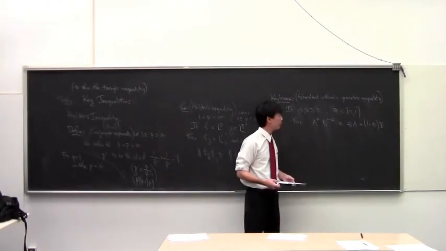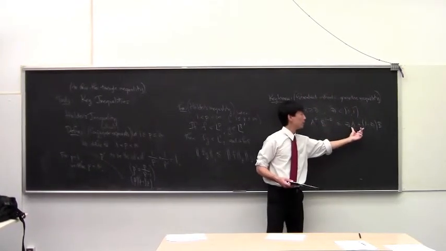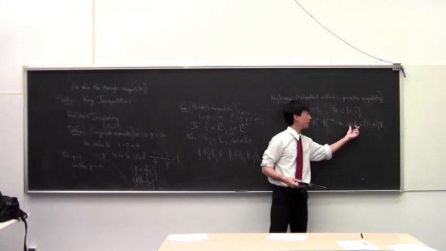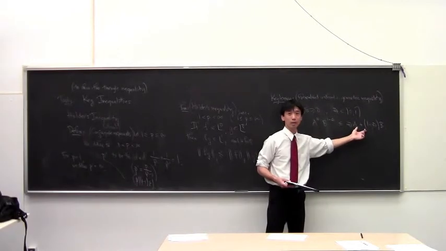So it's some sort of averaging statement, right? If you take theta to be a half, then this says that the product of the square roots is dominated by the average, right? Dominated by the arithmetic average. The geometric average is dominated by the arithmetic average.